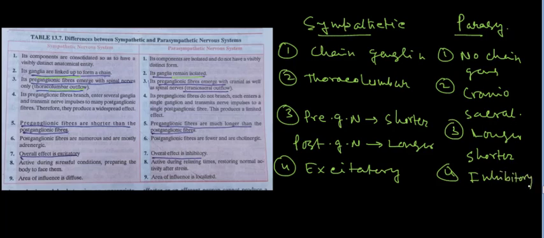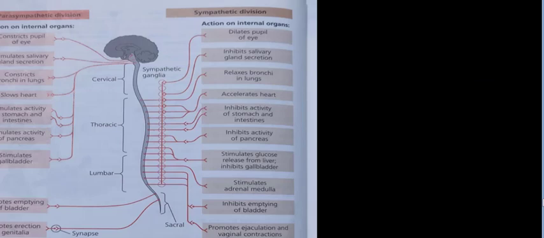And if we see another diagram which describes the distribution and the functions of the autonomic division, then you can clearly understand this process. The sympathetic division develops from the thoracolumbar region of the spinal cord. Here you can see the sympathetic chain ganglion. The ganglia are arranged in a chain, so there is a chain ganglion, and the preganglionic neurons are shorter and the postganglionic neurons are longer.